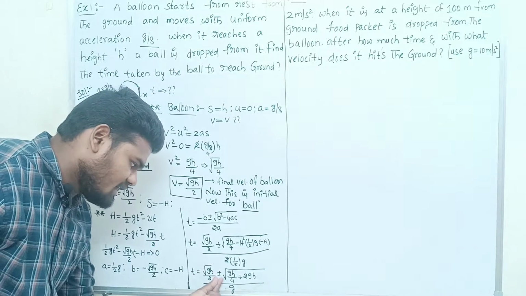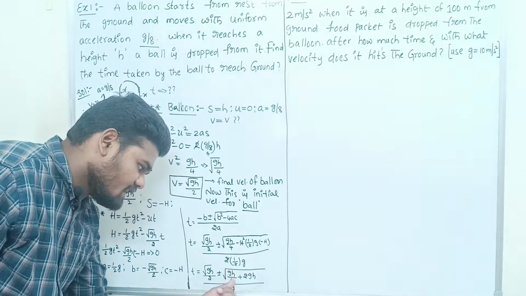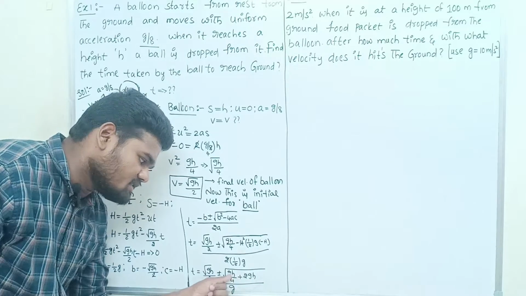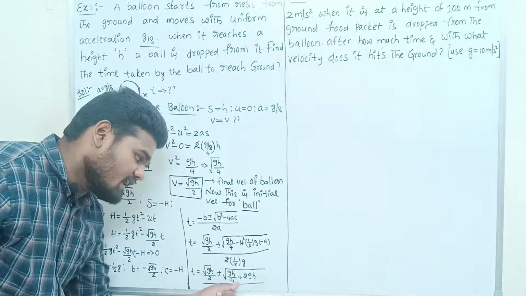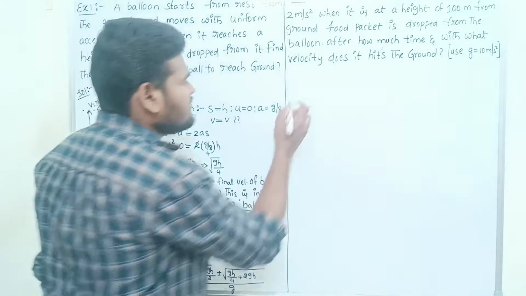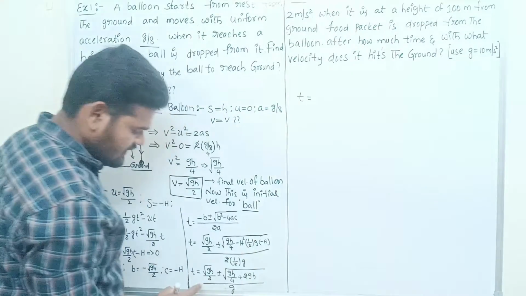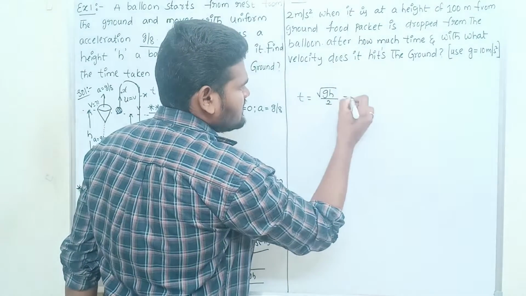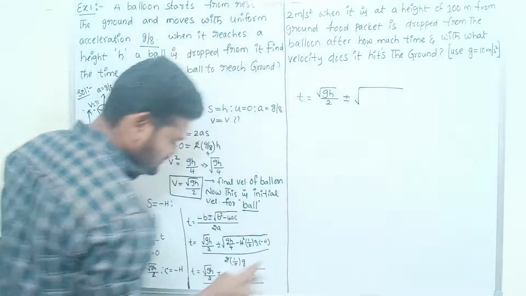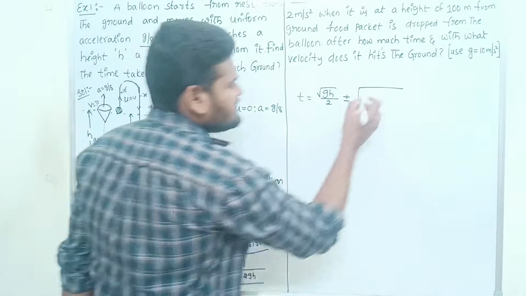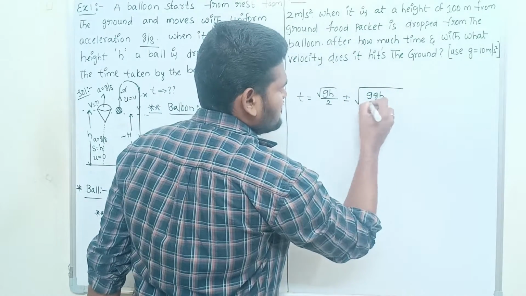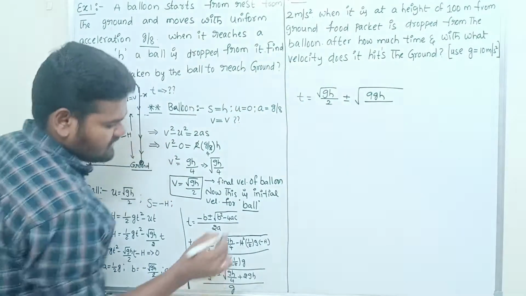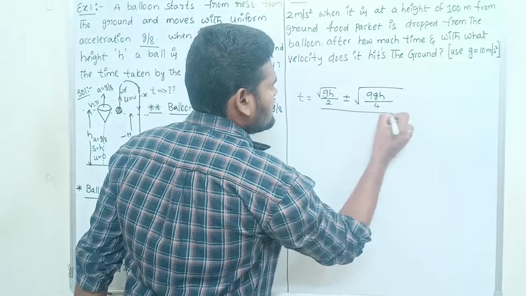gh by 2 plus or minus under root of gh by 4 plus 2gh. 4 twos are 8gh, 8gh plus gh is 9gh, so 9gh by 4. So we got t is equal to root gh by 2 plus or minus under root 4 twos are 8, 8 plus gh is 9gh, divided by 4, all divided by g.